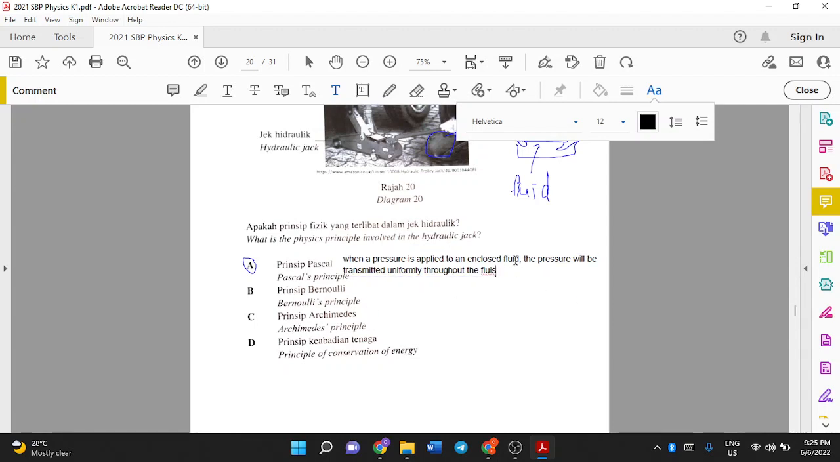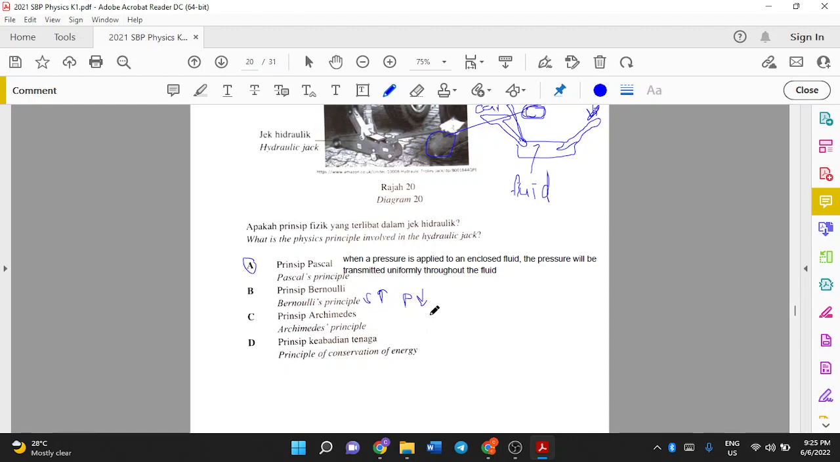Next, Bernoulli's principle. What Bernoulli's principle states is that when speed increases, pressure decreases. For example, when air is moving, its pressure will be smaller compared to the pressure of air which is stationary. Archimedes' principle states that the buoyant force experienced by an object is equal to the weight of fluid displaced by the object.